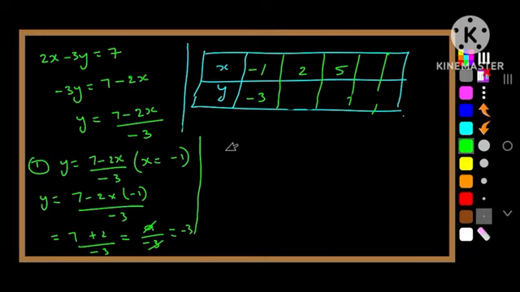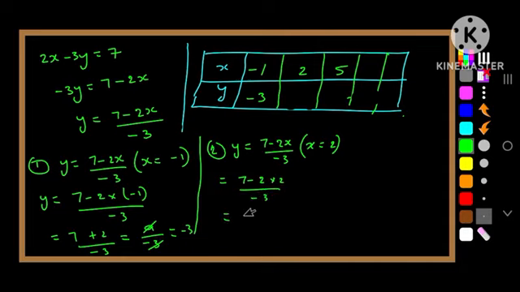So similarly for x is equal to 2, y is equal to (7 minus 2x) by minus 3. x is equal to 2 I am taking. So here 7 minus 2 into 2 by minus 3. So 7 minus 4 by minus 3. 7 minus 4 is 3. 3 by minus 3 is nothing but minus 1. So I'll get the answer as minus 1.